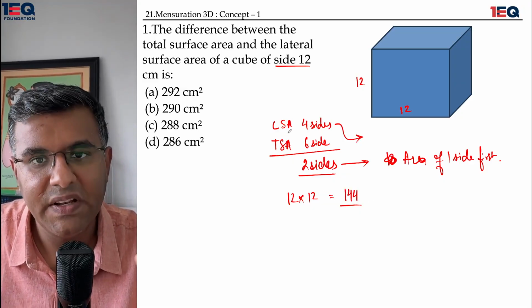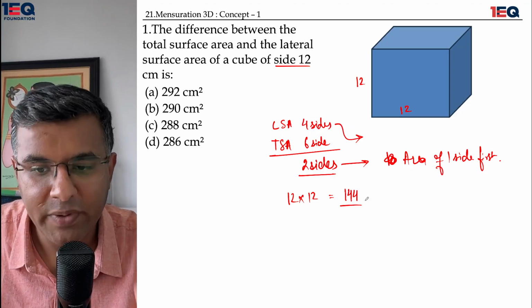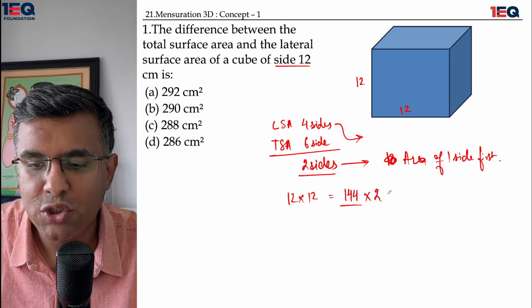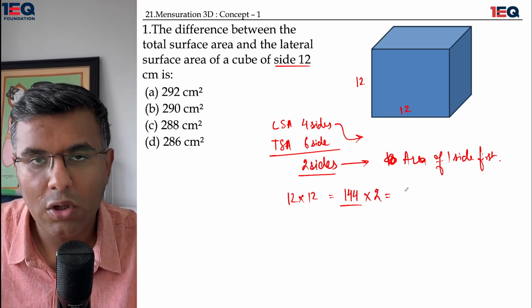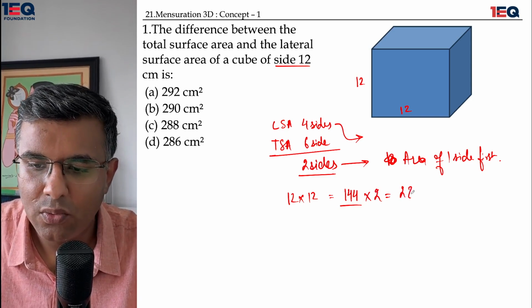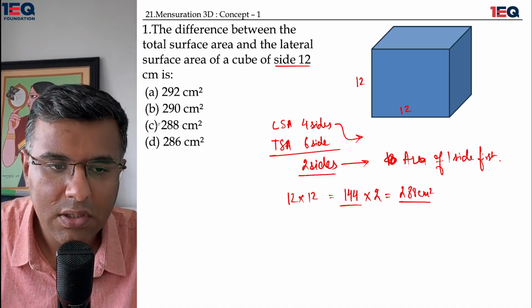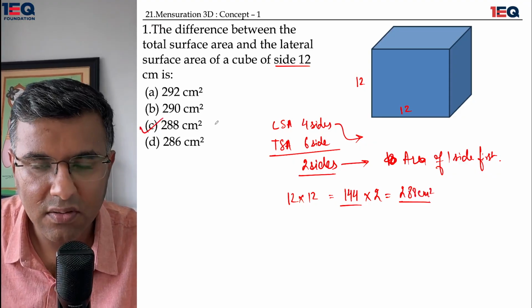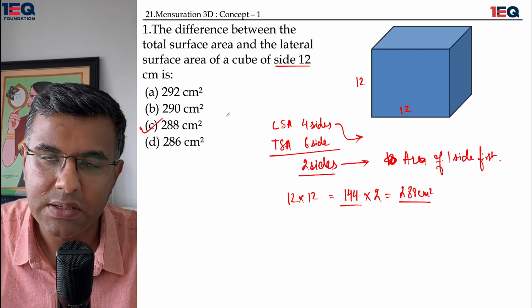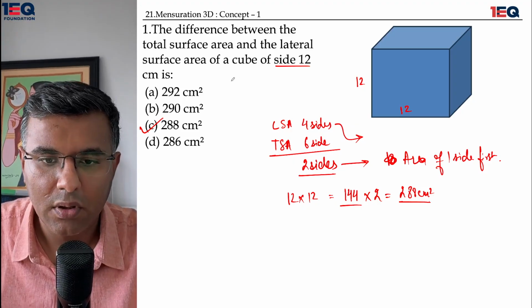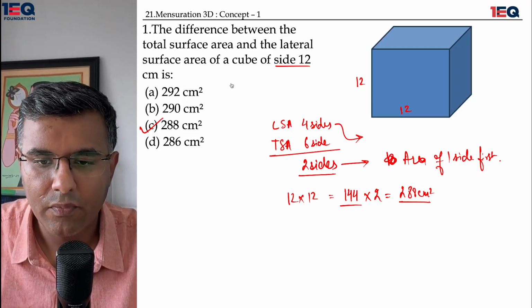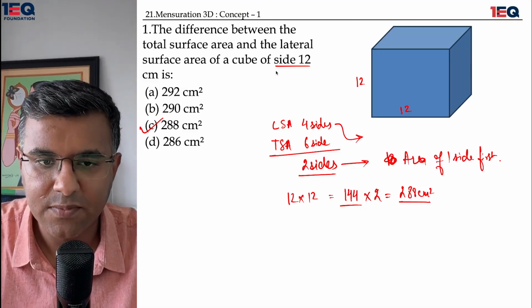The difference between the TSA and LSA came out to be 2 sides. So 144 needs to be multiplied by 2. 2 into 144 is equal to 288 centimeters square. So C option is my answer, which is 288 centimeters square. Good enough? Let's move on.